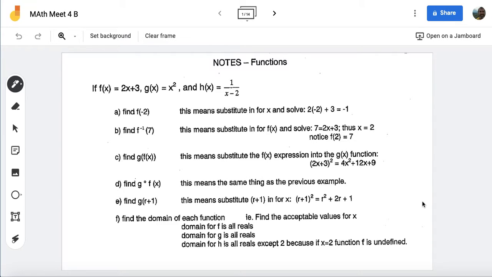Okay, math themers, here's a video for functions, the fourth category for the fourth math meet. Got a bunch of little symbols here that I want to familiarize you with.